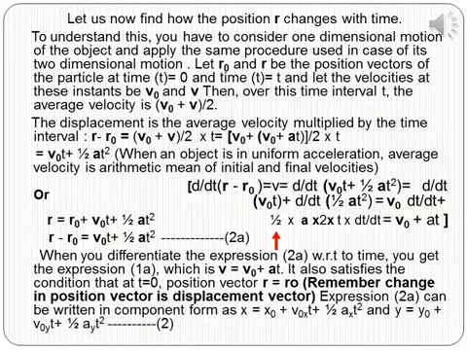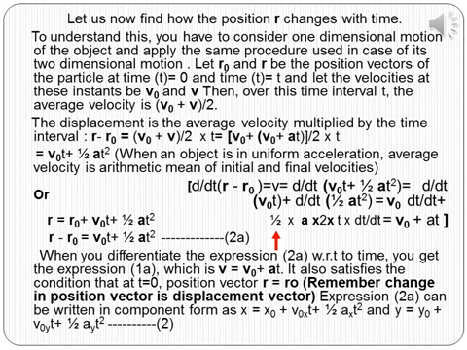How should the position change with respect to time? To understand this, you have to consider one-dimensional motion of the same object and apply the same method used in this case for the two-dimensional motion. Let r0 and r be the position vectors of the same object at time t equal to 0 and time t equal to t. And let the velocities at these instants of time be v0 and v.